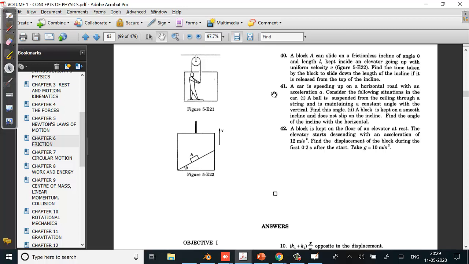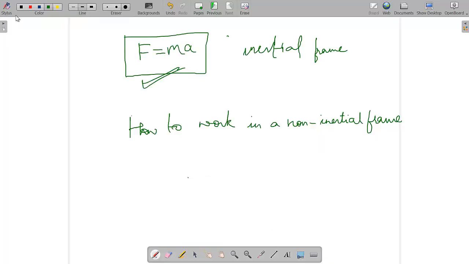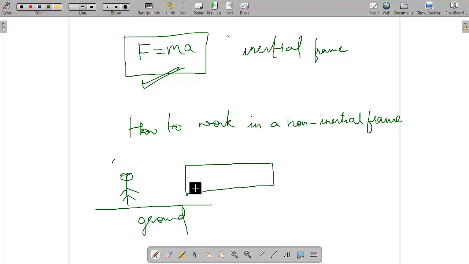Understood? See, let's say this is a man standing. Okay, this is ground. And this is a bus moving with a constant speed v. There is a man standing inside also. So the thing is, this is moving with a constant speed v. So if the ground is an inertial frame, this is also an inertial frame.